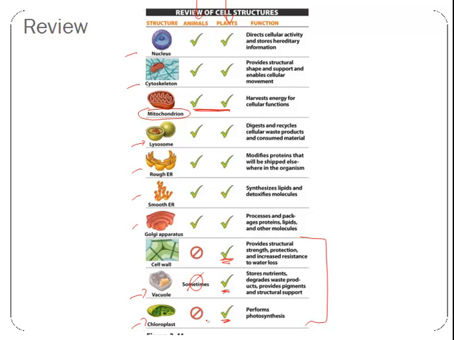So if I give you an animal cell, you'll tell me it doesn't have a cell wall, it doesn't have a vacuole, and there are no chloroplasts, so it must be an animal. If I give you a plant cell, you can tell me, well, it's got a cell wall, vacuole, and chloroplast, so it must be a plant. So just be able to recognize those differences.